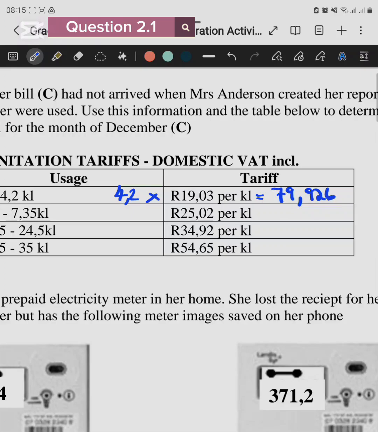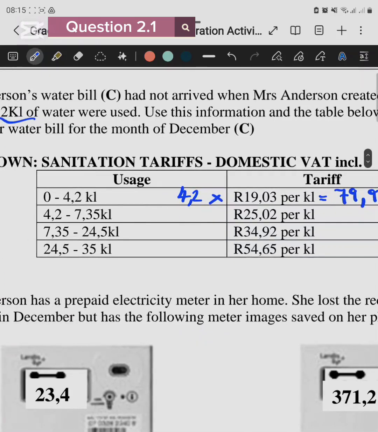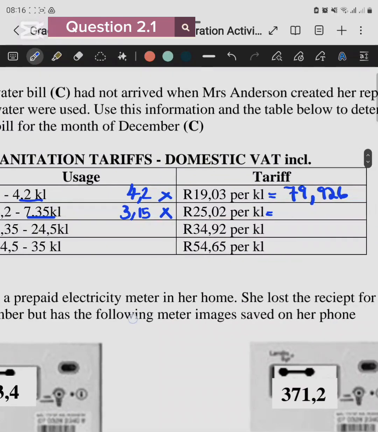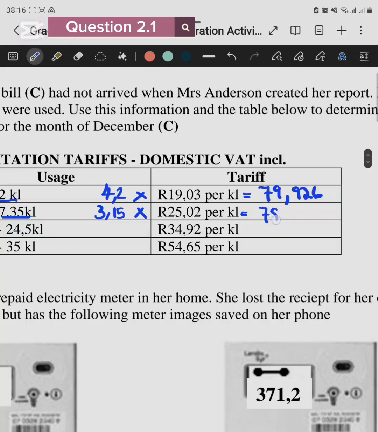I'm still going. The next one here, I'm going to find out how much this is by going 7,35 minus 4,2, and I'm going to get to 3,15. 3,15 kiloliters times 25 rand per kiloliter, and it gives me 78,813.